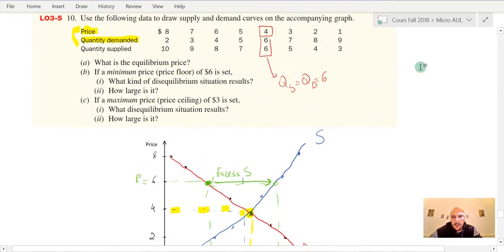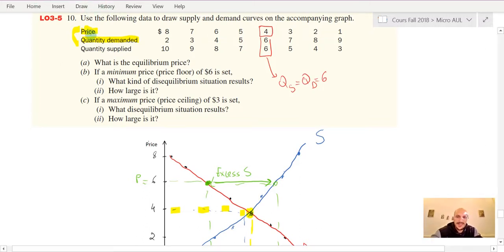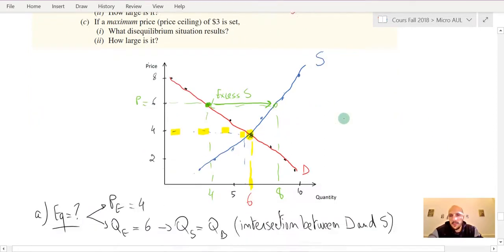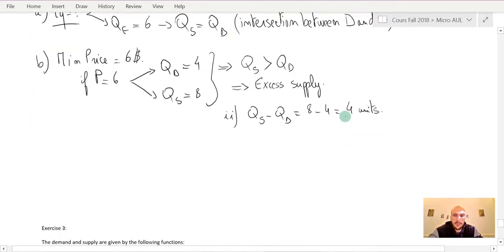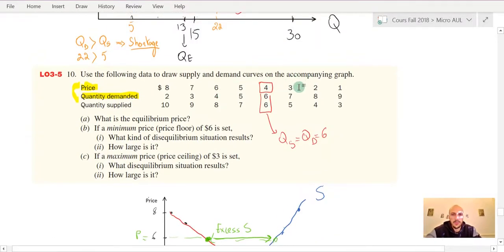Great. We have another question, almost the same, but now a maximum price ceiling of $3 is set at $30. Again, what is the disequilibrium result and how large is it? So here for question C, we will have the same. If price equals 3, what will be the quantity demanded and what will be the quantity supplied? And then we can find out the disequilibrium type.